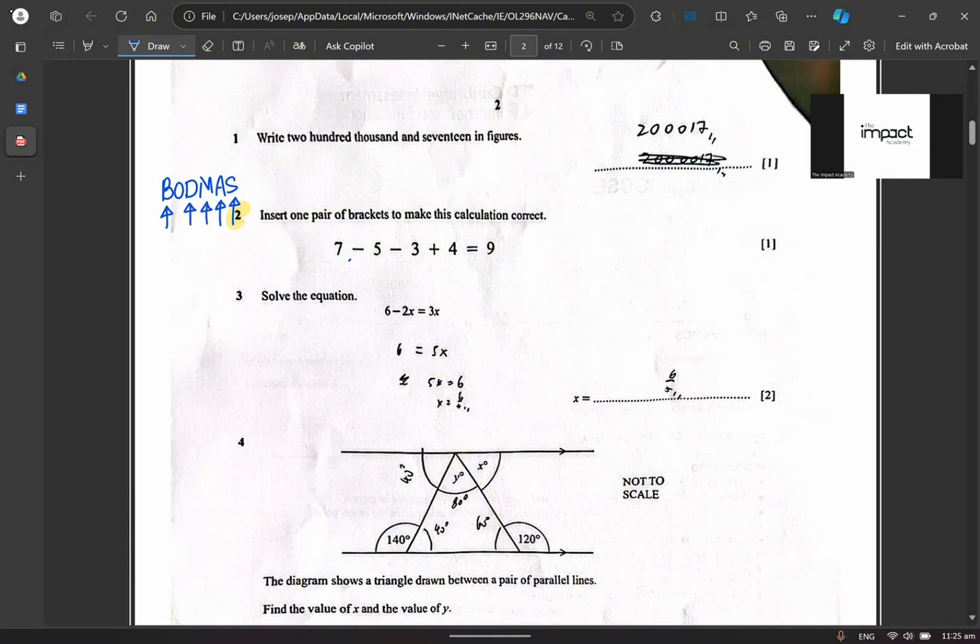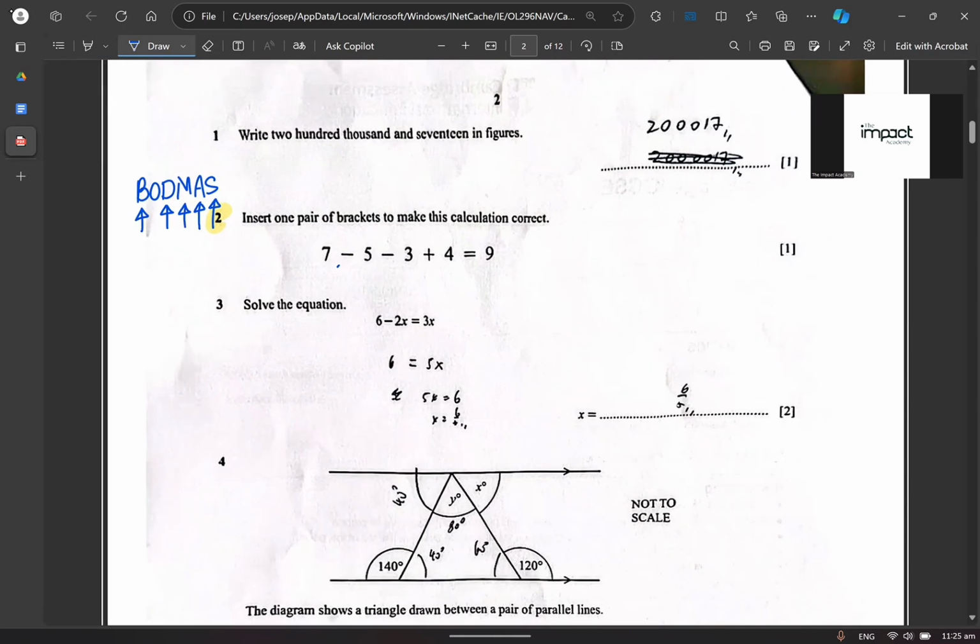Make sense? Now you have to ask yourself, they say one pair of brackets, so you just want to make one pair of brackets. Where should you put it? You can kind of test. Let's say I put it around 7 minus 5. It becomes 7 minus 5, which is 2. 2 minus 3 plus 4. Does that get me to 9? No, right? Because 2 minus 7 gets me to -5. You agree or disagree? Then you move one step down.